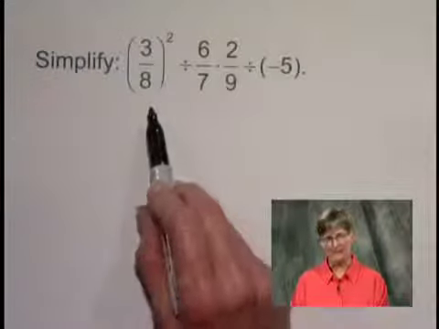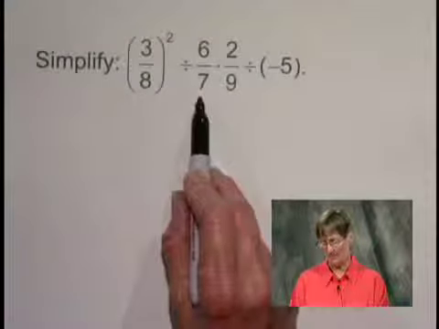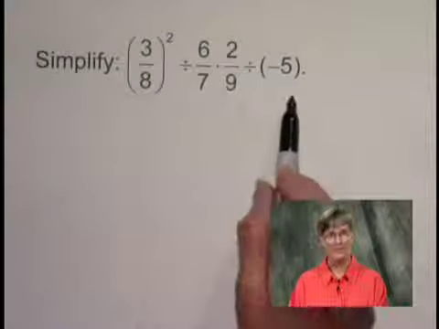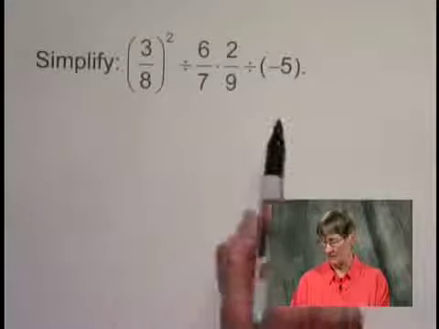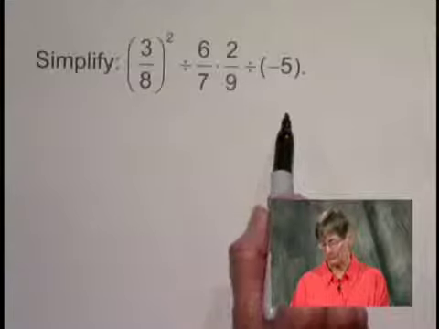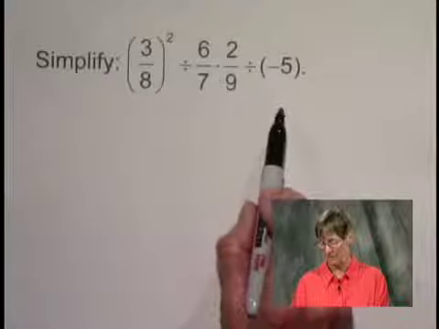We'll use the rules for order of operations in this exercise. We have the expression (3/8)² ÷ 6/7 × 2/9 ÷ -5. And we're going to start by seeing if there are any computations that we need to do inside grouping symbols. And in this expression, there are none.